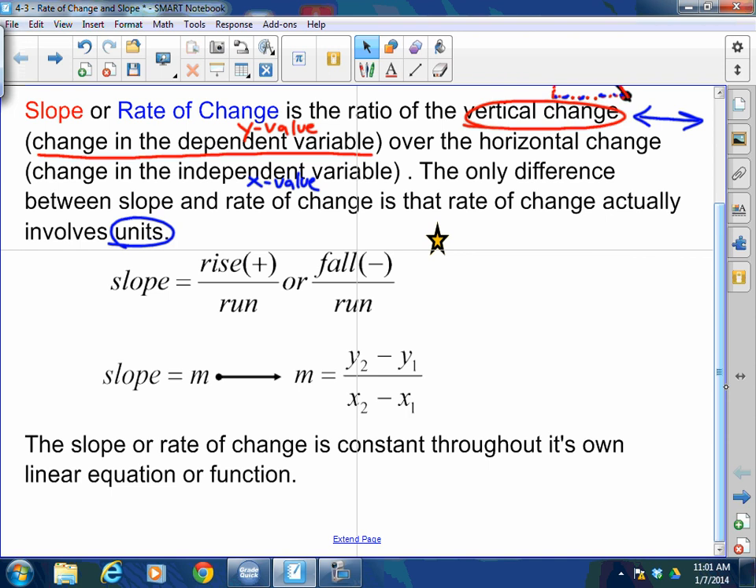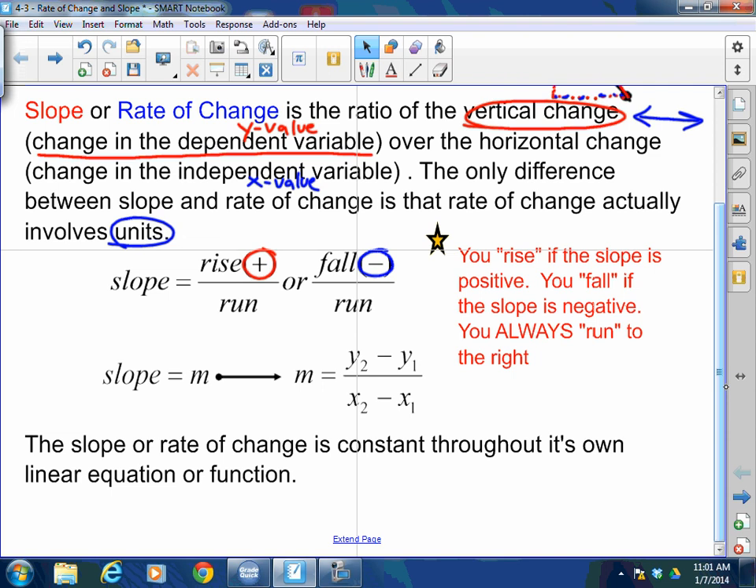Let me explain the difference. If you notice that for the rise, I have a plus sign. And for the fall, I have a negative sign. Well, it's very easy to understand this. You rise if the slope is positive. You fall if the slope is negative. But regardless of if it is positive or if it is negative, you always run to the right.